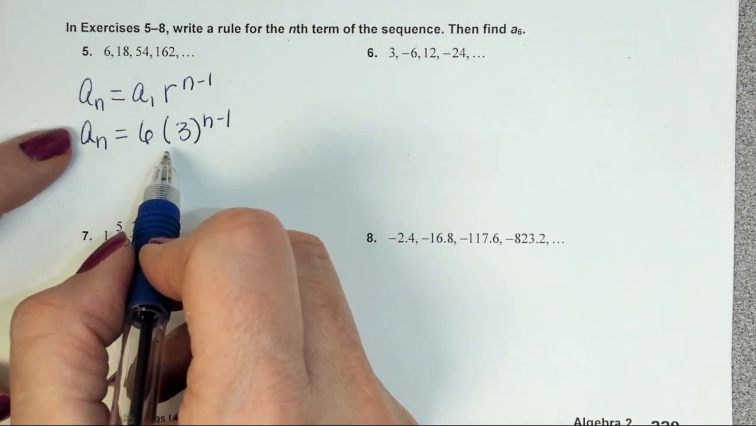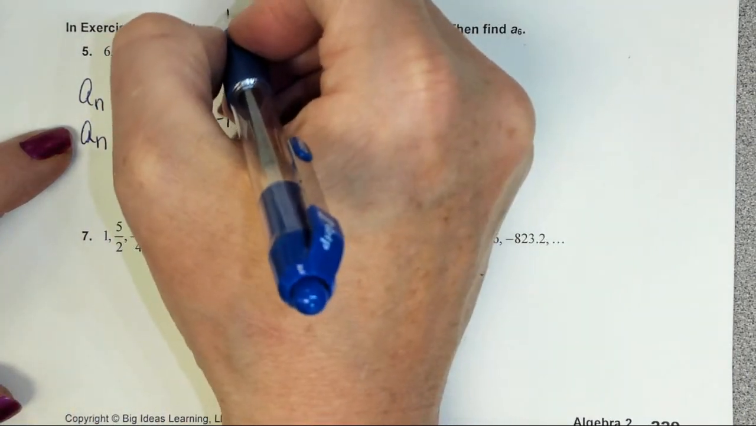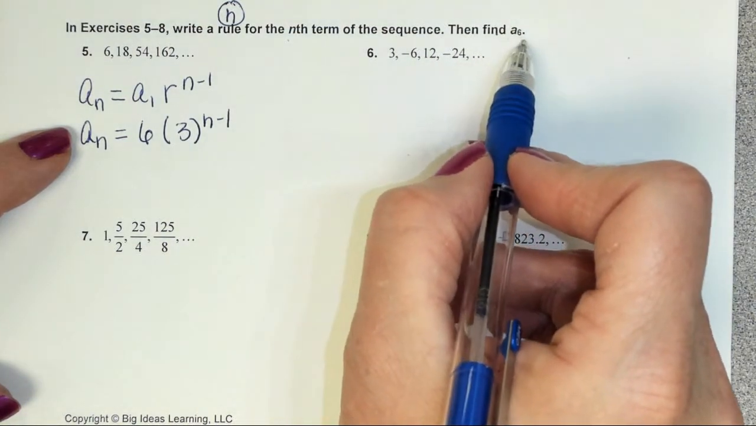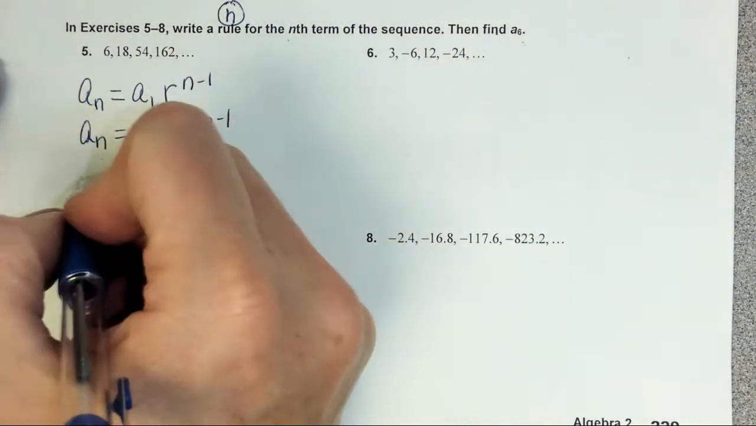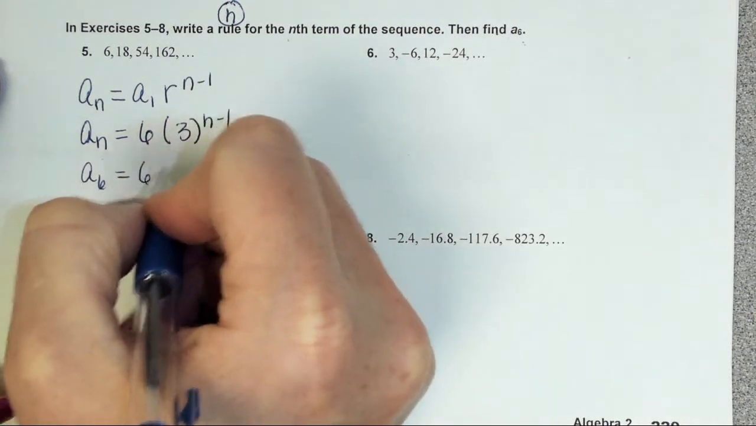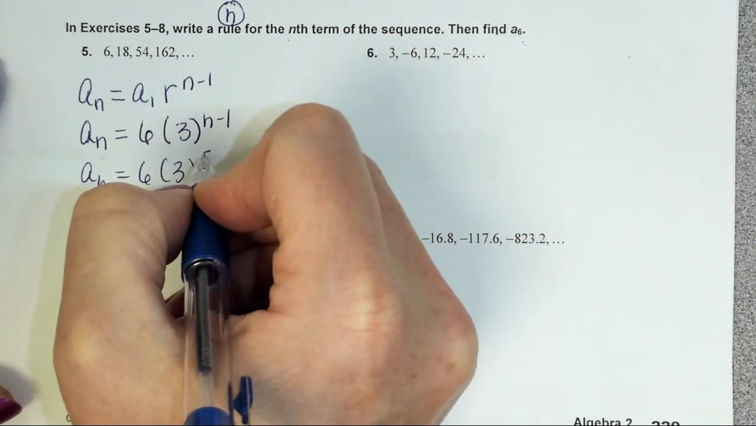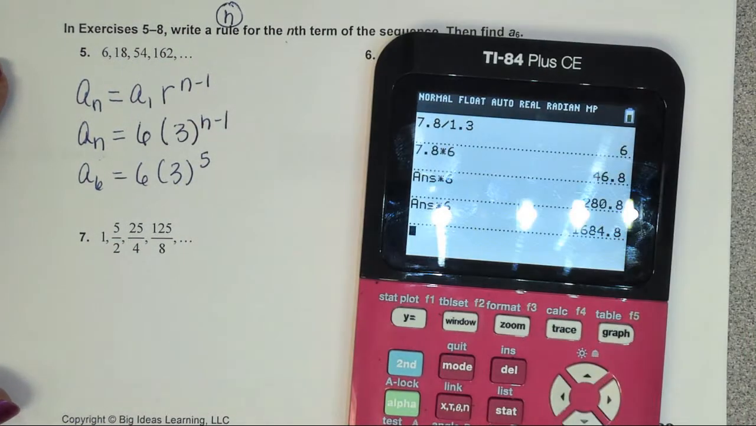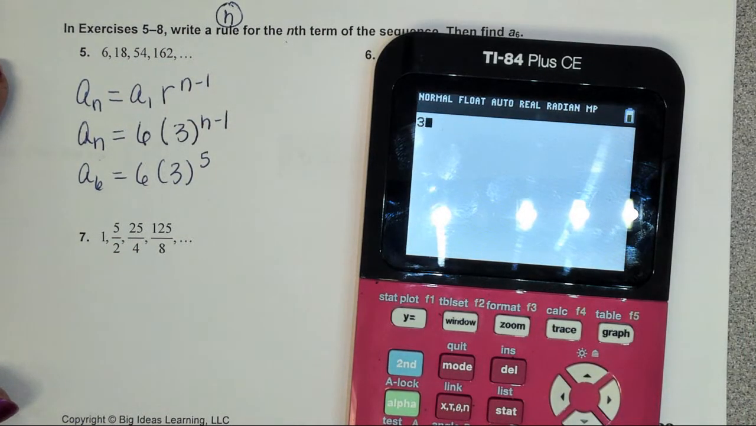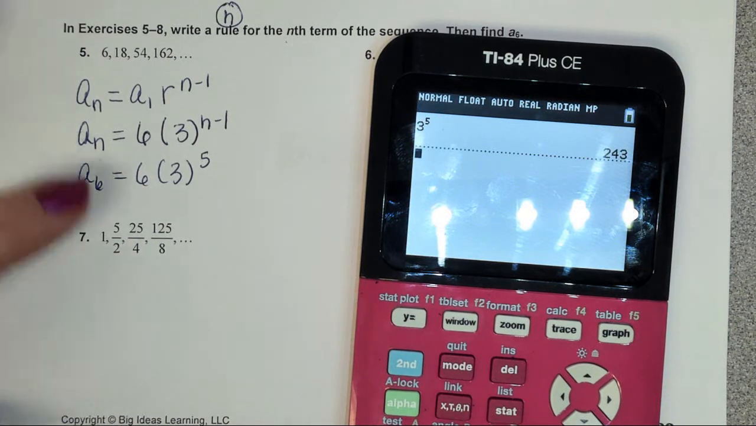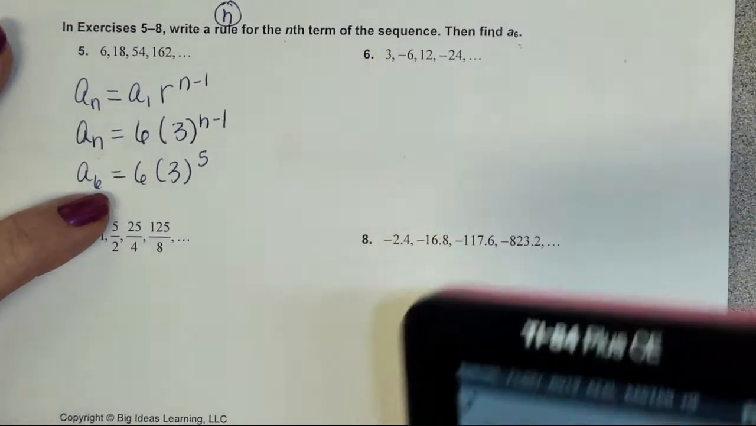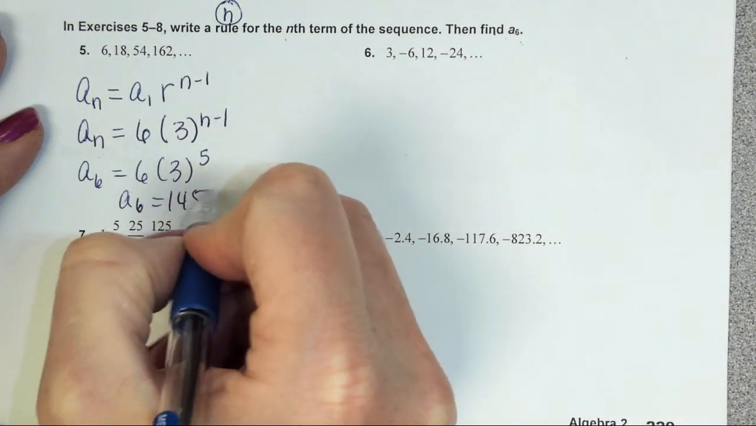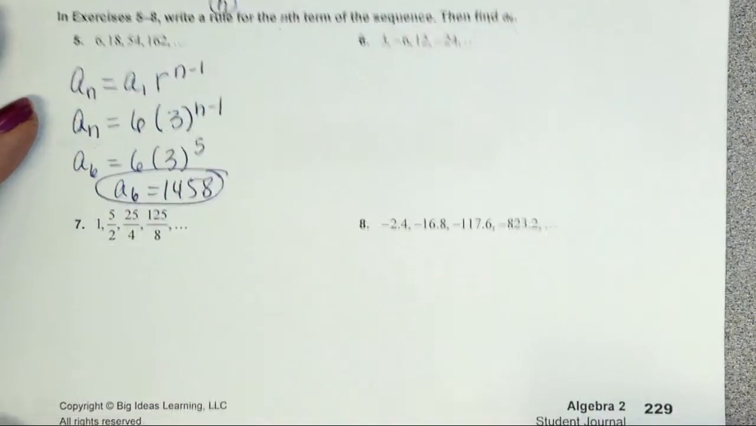That's called the rule. The rule means we have n, okay? When we're trying to find a sub 6, we're replacing n with 6. And 3 to the 5th, I think, is 243, yeah, times 6. So 1458. All right, we're not going to do all these.